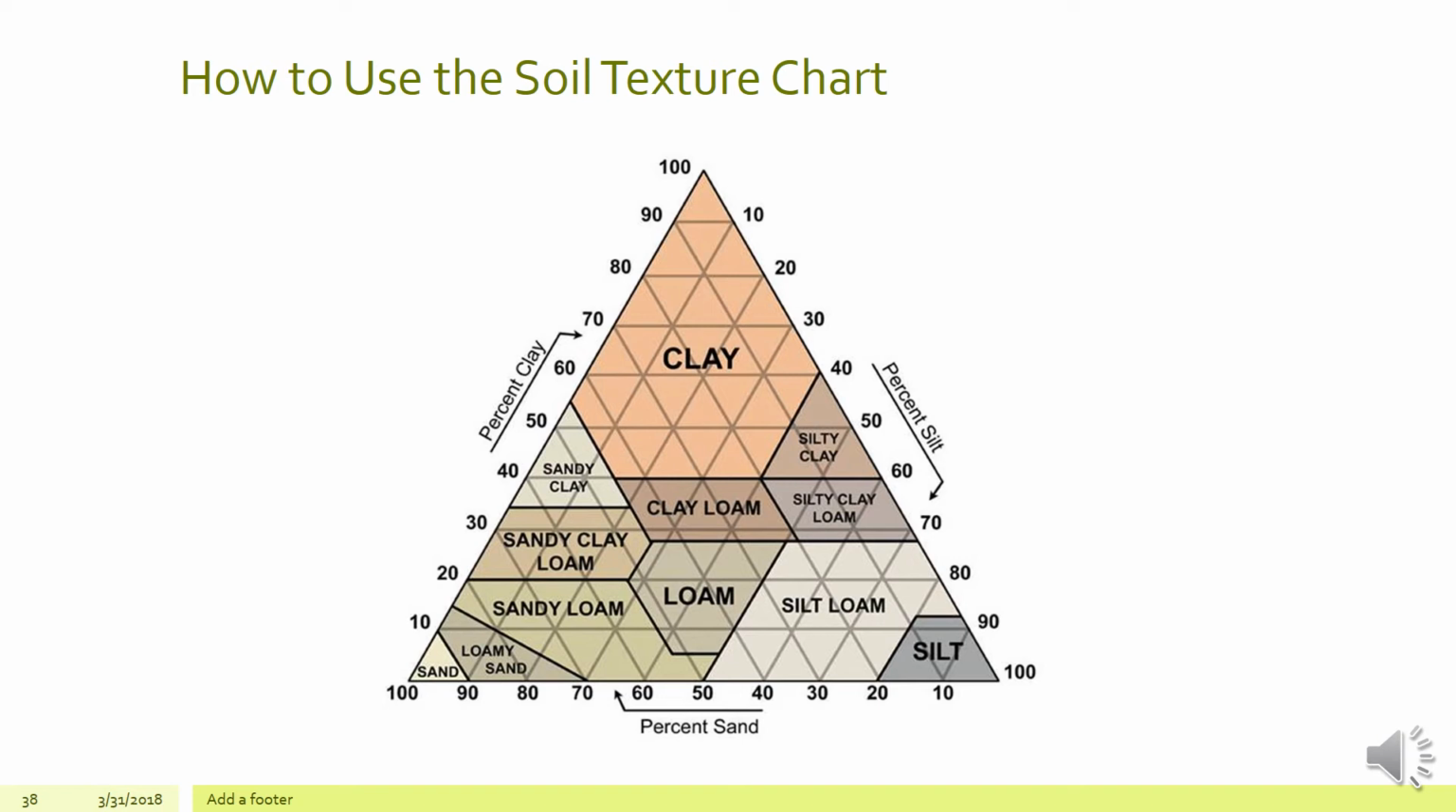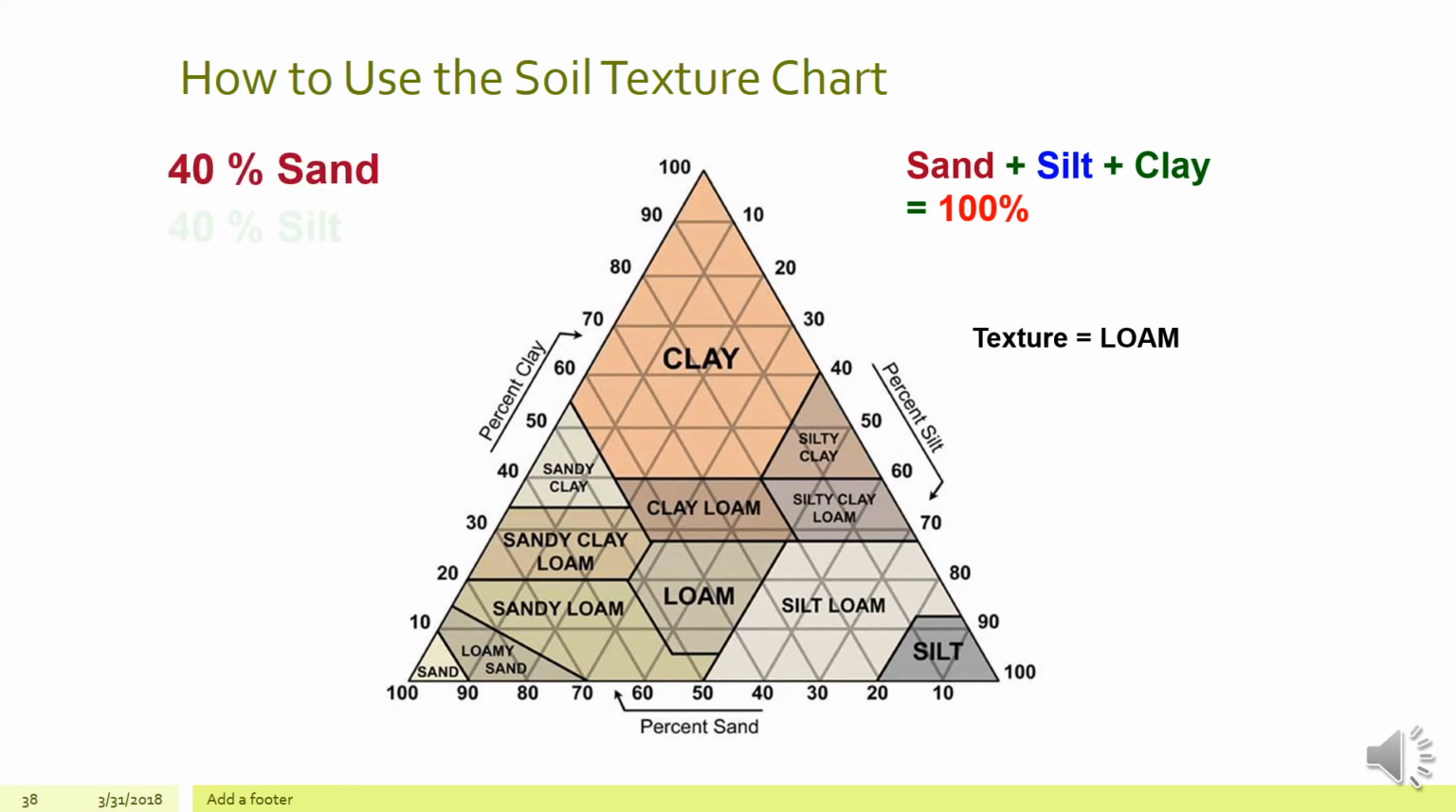So how do we use the soil texture chart? Again, the sand plus the silt plus the clay equals 100%. The texture, in this particular case, is going to be loam. So I have 40% sand, 40% silt, and 20% clay. I move across and ask, what's my percent clay? I've got 20%, so I move across. It's in the loam area. Now, how much silt do I have? 40%, so I move down. And how much sand do I have? 40%. And that puts me right into the loam area.